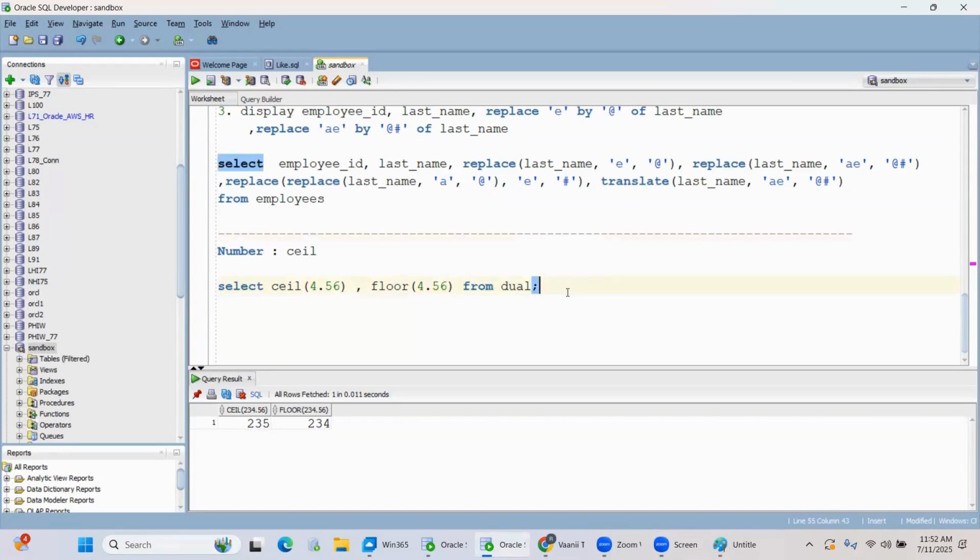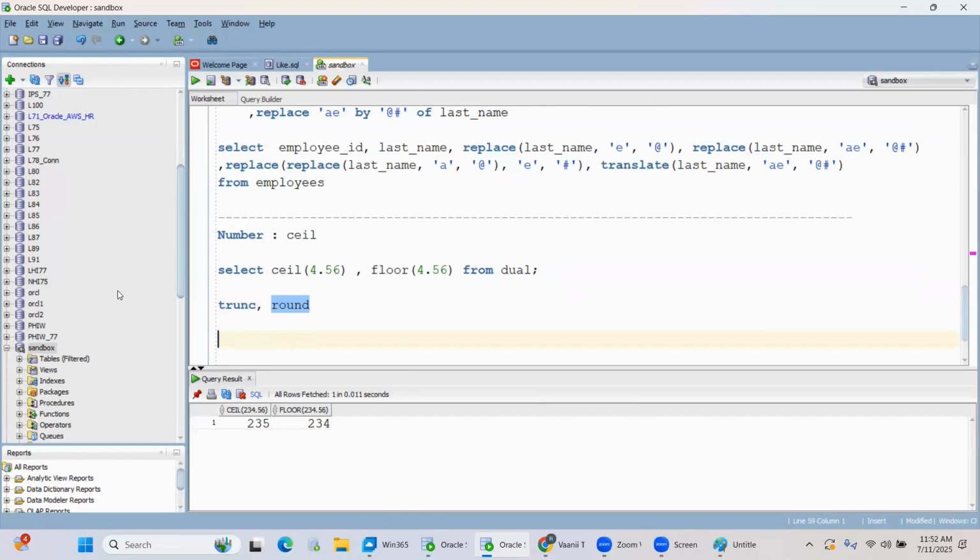Now, there are other functions called trunc and round. So let's see what is trunc and round. I'm going to put the same example again, just to see how it works. Let's talk about trunc first. So I'm writing here trunc 4.56, and I'm going to write here 4.36. Let's see how it works, guys.